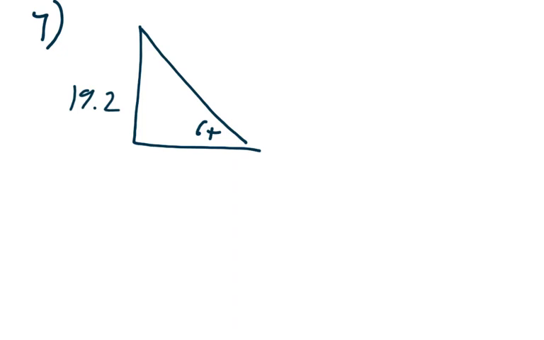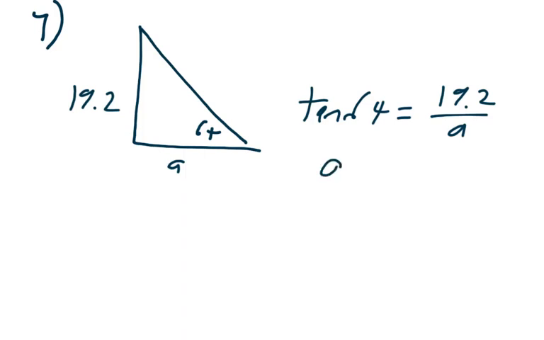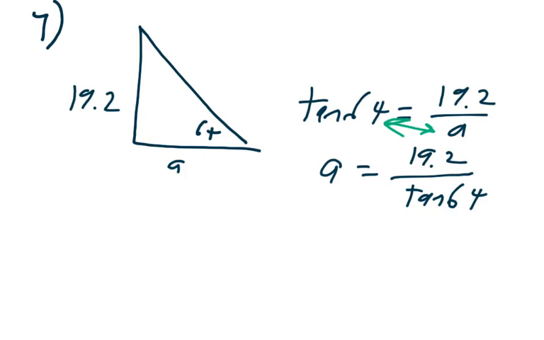Alright, we're going to skip 3 and go to 4. And number 4, we're given this is 64. And we're given 19.2, and this over here is A. So once again, we're given the tangent of 64 equals 19.2 over A. Now this time with A in the bottom, we are going to have to solve it. And essentially when we solve it, these two can change places. So A is equal to 9.3.